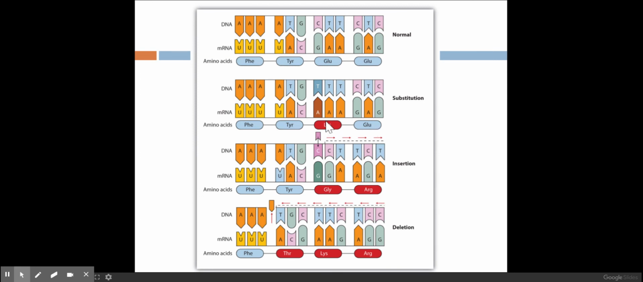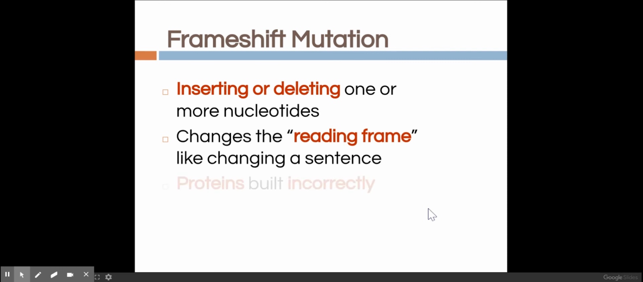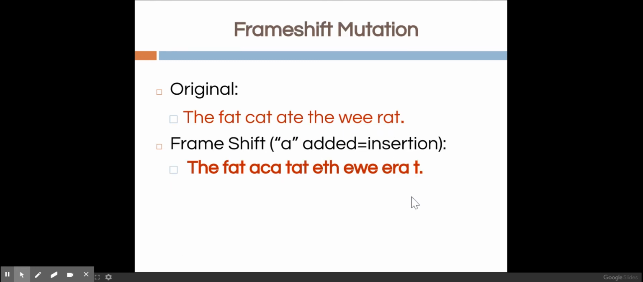So that was substitution. Now let's look at insertion and deletion, these frameshift mutations. So here you can see substitution, you just change one amino acid. Frameshift mutations, you're changing that amino acid and everyone after it. So again, by inserting or deleting one or more nucleotides, you shift your reading frame, and those tend to have a greater impact on the overall protein.